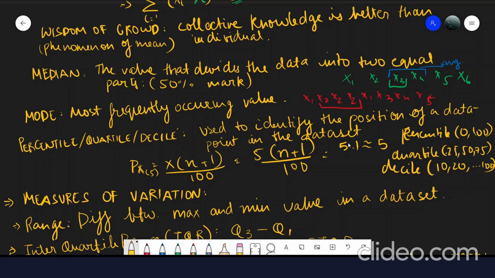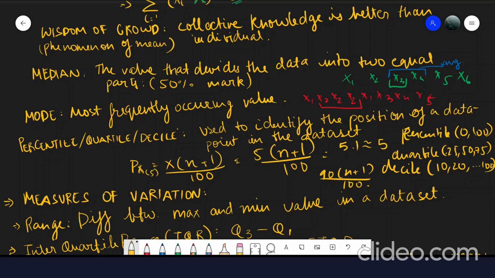So percentiles are basically used to identify the position of a data point in a data set, and are used very often in education when you have to find the rank of a person in a group of individuals that gave a particular test. So if you want to find everyone who was better than 90% of the people, you would find the 90th percentile. So this would be 90 times (n plus 1), where n is the total number of observations, whole upon 100.